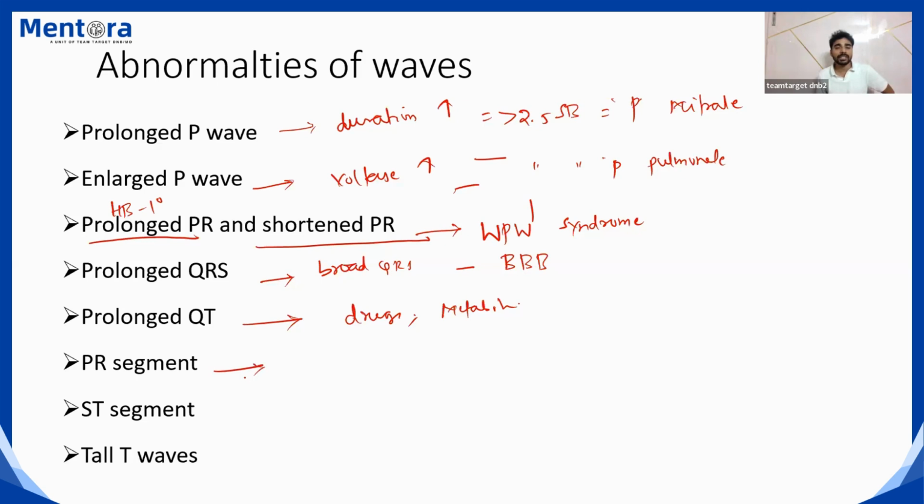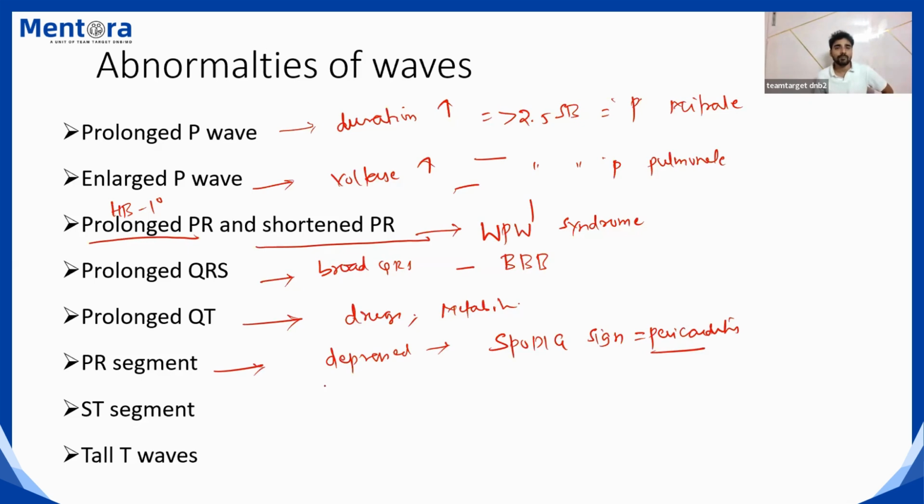And the PR segment, we already discussed, is from the end of the P wave to the beginning of the QRS complex. If it is depressed, only one sign is there in the entire cardiology. That is called the Spodick sign. This is again a viva question. The Spodick sign, which you see in the case of pericarditis.